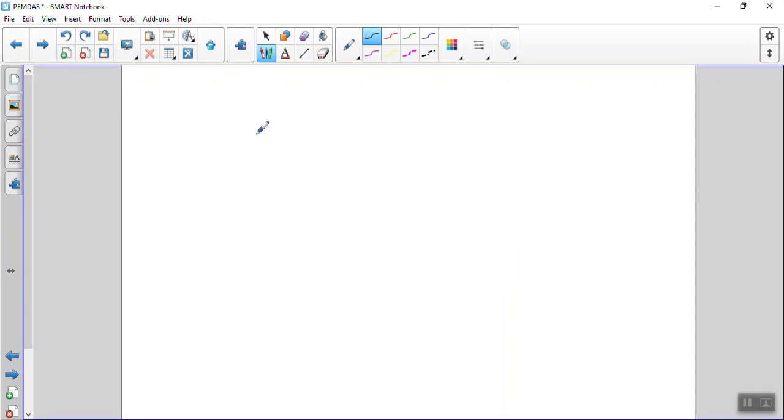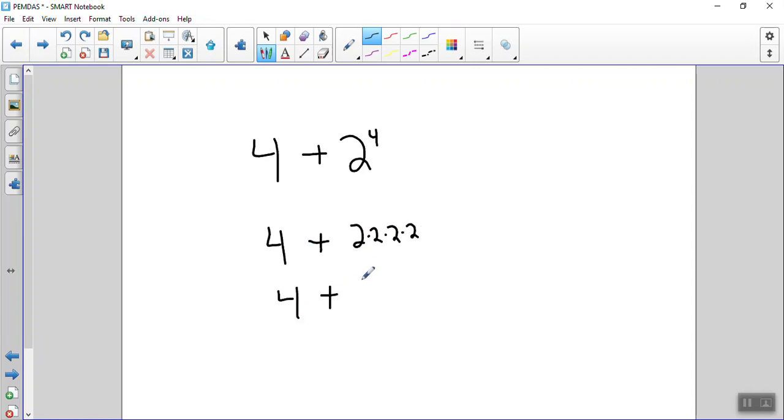So if you had a problem where it was 4 plus 2 to the 4th, you'd have to simplify 2 to the 4th before you can add the 4. So it would be 4 plus 2 times 2 times 2 times 2. So 4 plus 16. 4 plus 16 is 20.